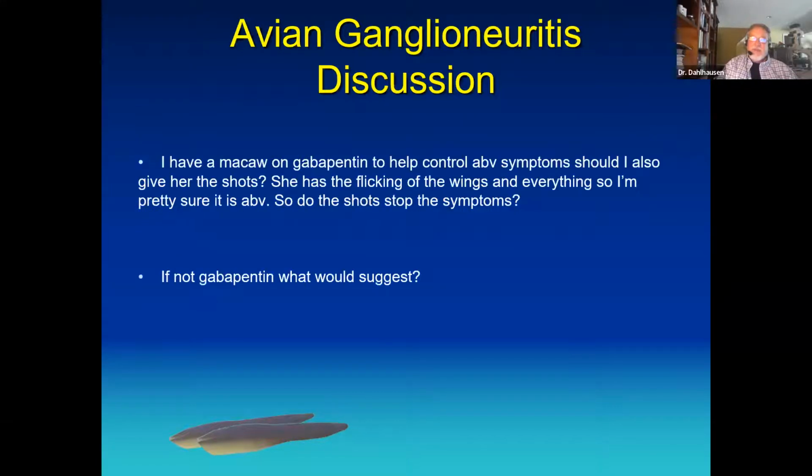It's just like herpes. Next question: does gabapentin help control ABV symptoms in a macaw? Should I also give her the shots? I assume that's Onsior, for the flicking of the wings and everything. So I'm pretty sure it's ABV. Do the shots stop the symptoms? Well, do the shots stop the clinical signs? Symptoms are what a person will complain about, and birds really don't tell us what their clinical signs are. So these are not symptoms, but it says, if not gabapentin, what would you suggest?